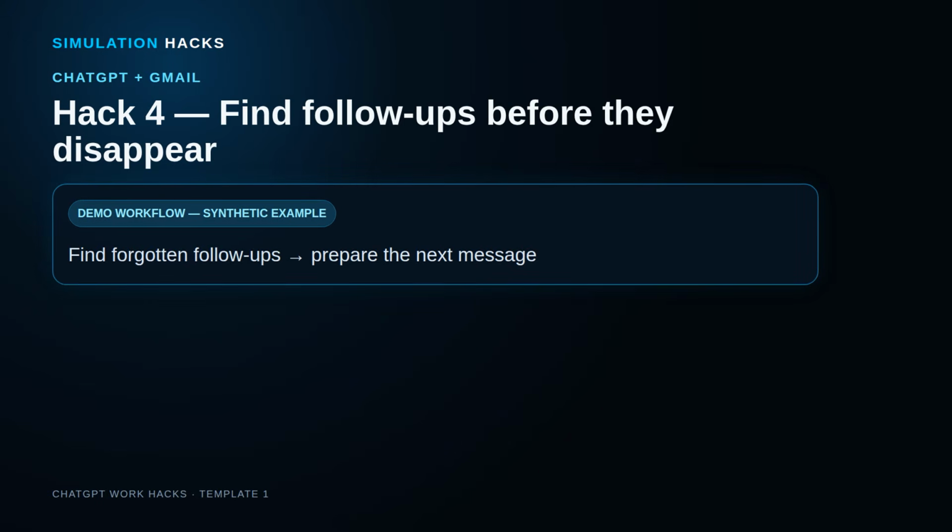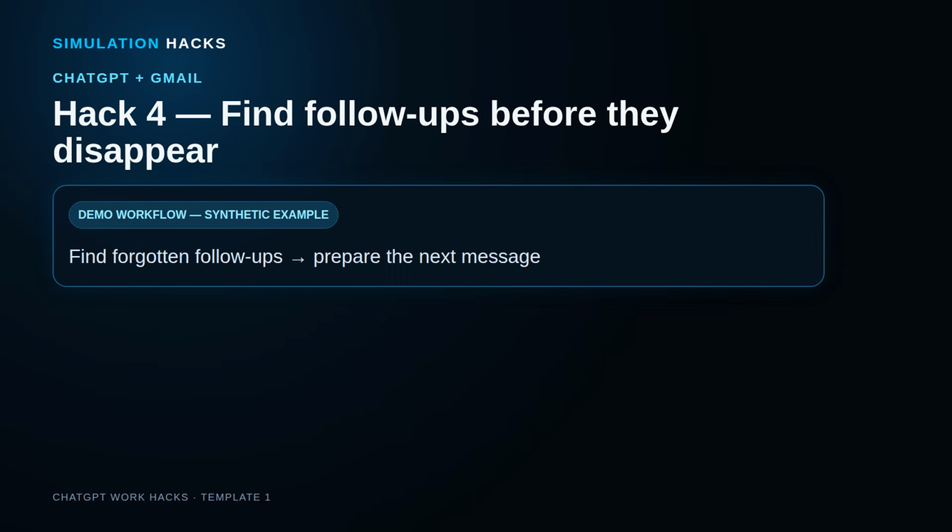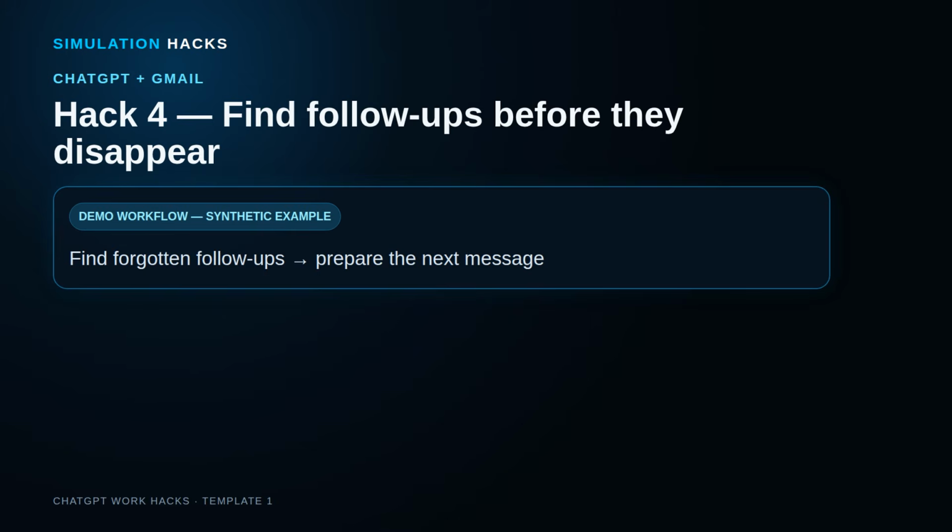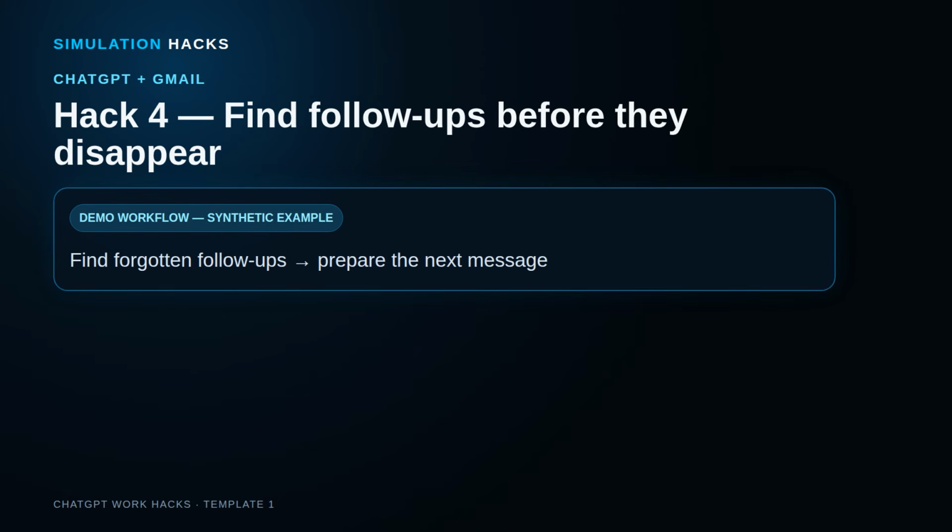If you work with clients, leads, suppliers, or recruiters, this can be even more useful. Ask Gmail to find conversations where you are still waiting for a response, or conversations where somebody asked you for something and you have not replied yet. Then ask ChatGPT to prepare short follow-ups for the important ones. This is where the connection starts feeling less like a chatbot trick and more like a small assistant sitting on top of your inbox.